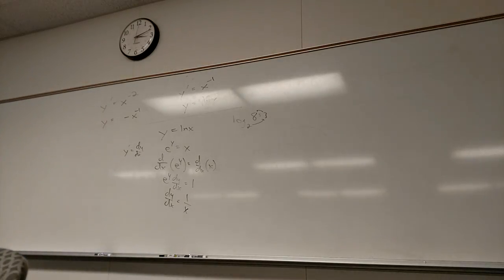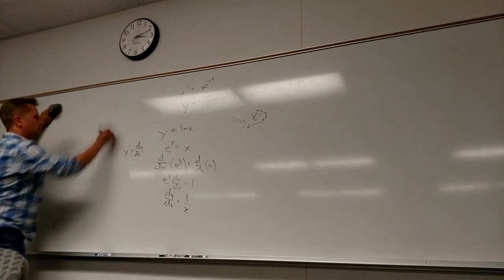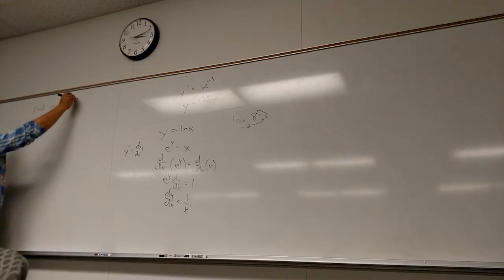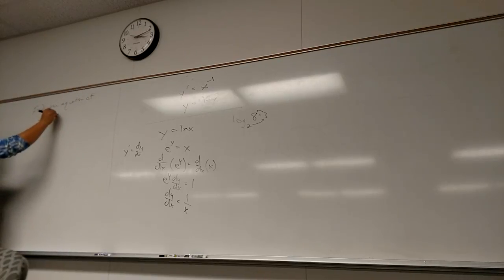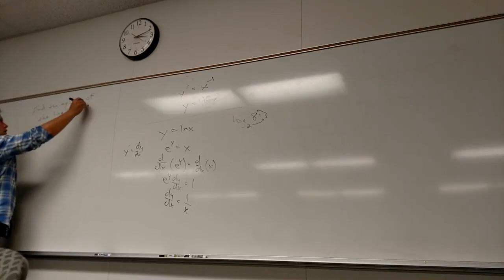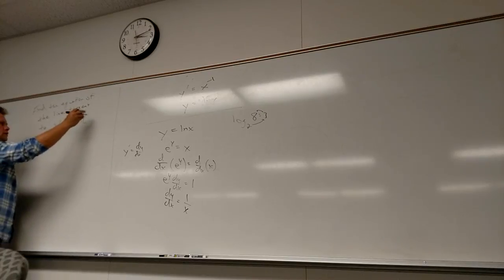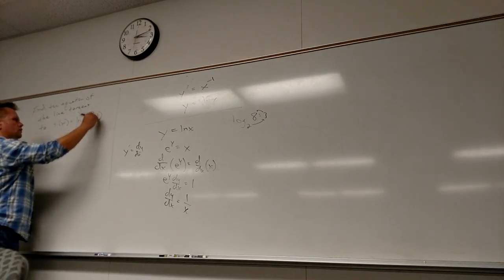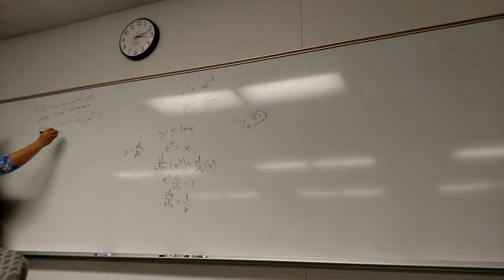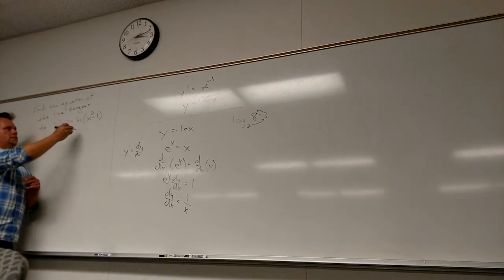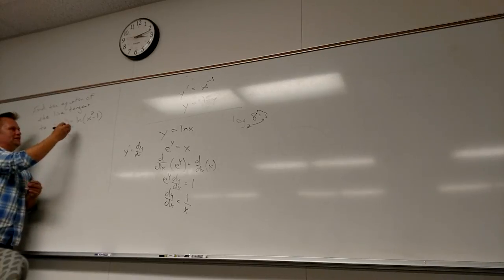So now I can ask you a question like this. And this will be the last thing we do. We'll get out a little bit early. Find the equation of the line tangent to f of x equals natural log of x squared minus 1 at x equal to, it doesn't really matter, Jeff, it's going to be gross no matter what. x equal to, let's just say, 2.